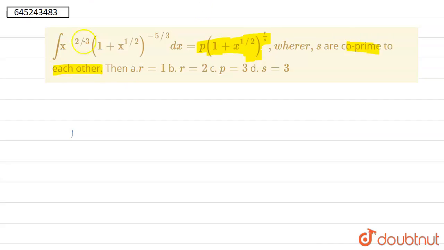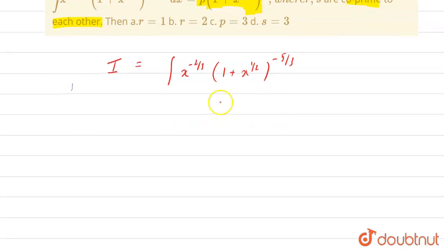So for this, let us first write our integration, and let it be I. Our integration is s to the power minus 2 by 3 times (1 plus s to the power 1 by 2) to the power minus 5 by 3, ds.